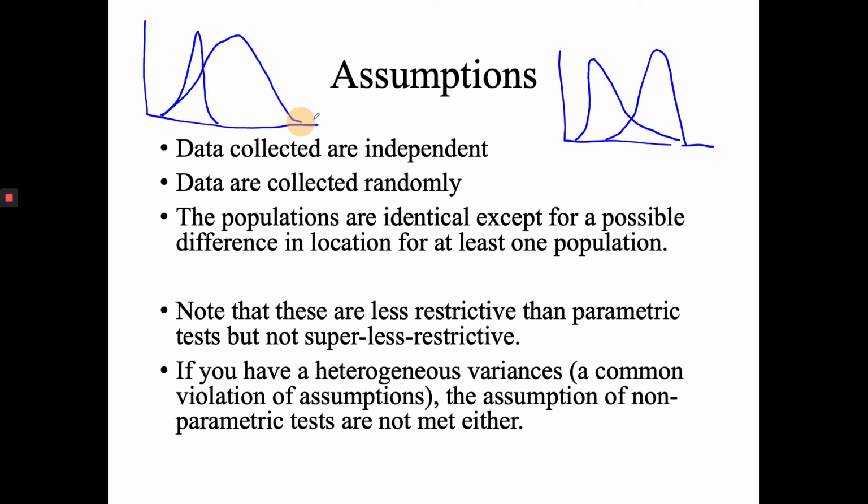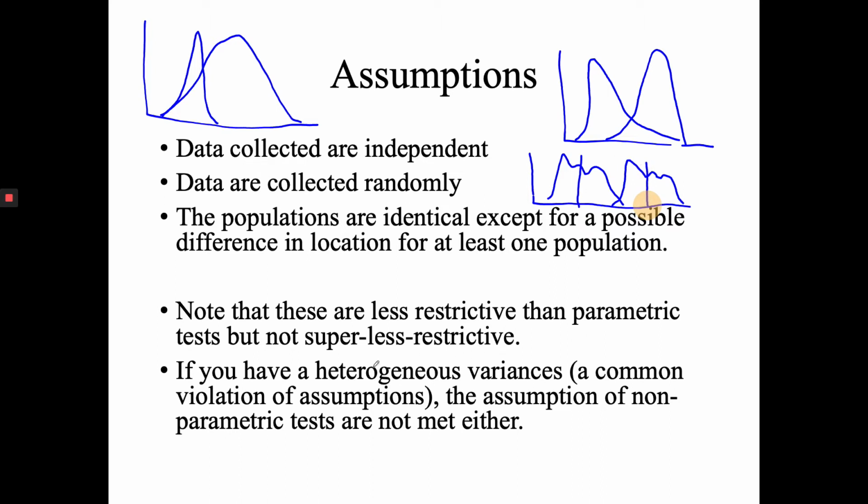And in both cases, these are not amenable to parametric methods, nor are they really amenable to non-parametric methods because they're not identical except for a possible difference in location. Identical, but with a difference in location, would be two distributions that look like this, where these two distributions are approximately the same, but their midpoints, whether it's the mean or the median, are just at different places on the x-axis.